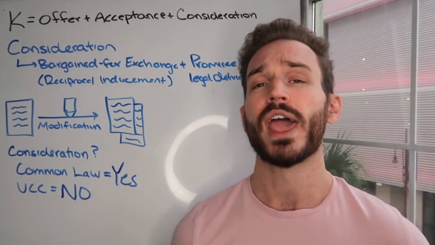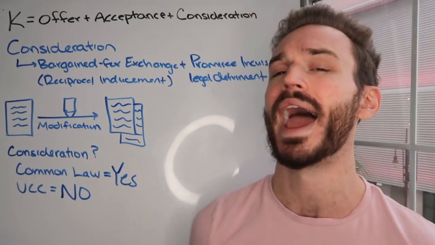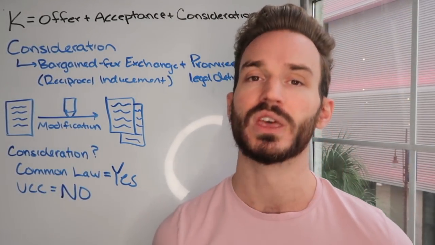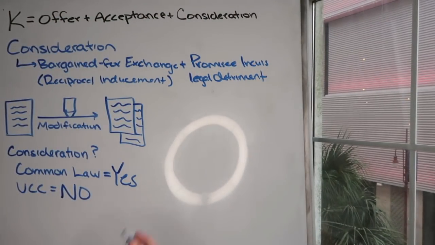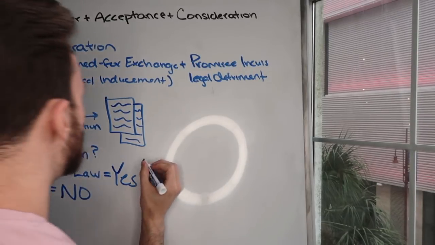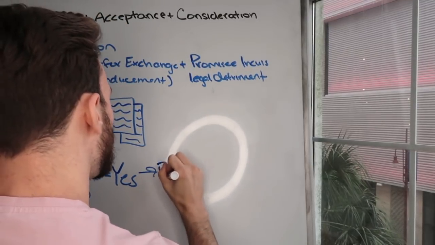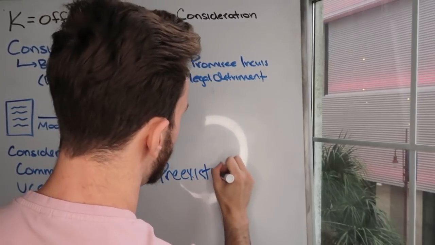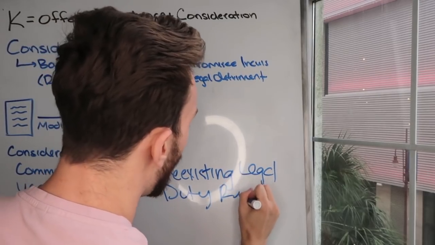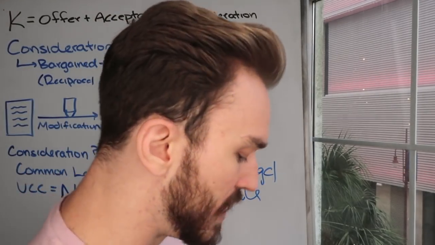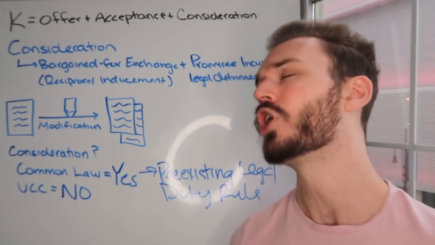The common law says if you're going to modify an existing traditional enforceable contract, that modification has to be supported by additional consideration. And this idea of additional consideration is referred to as the pre-existing legal duty rule. So something we really need to understand here and talk about is this idea of the pre-existing legal duty rule. And we touched on this in our last video when we were talking about detriments and consideration in general, the bargain for exchange. We talked about this briefly.